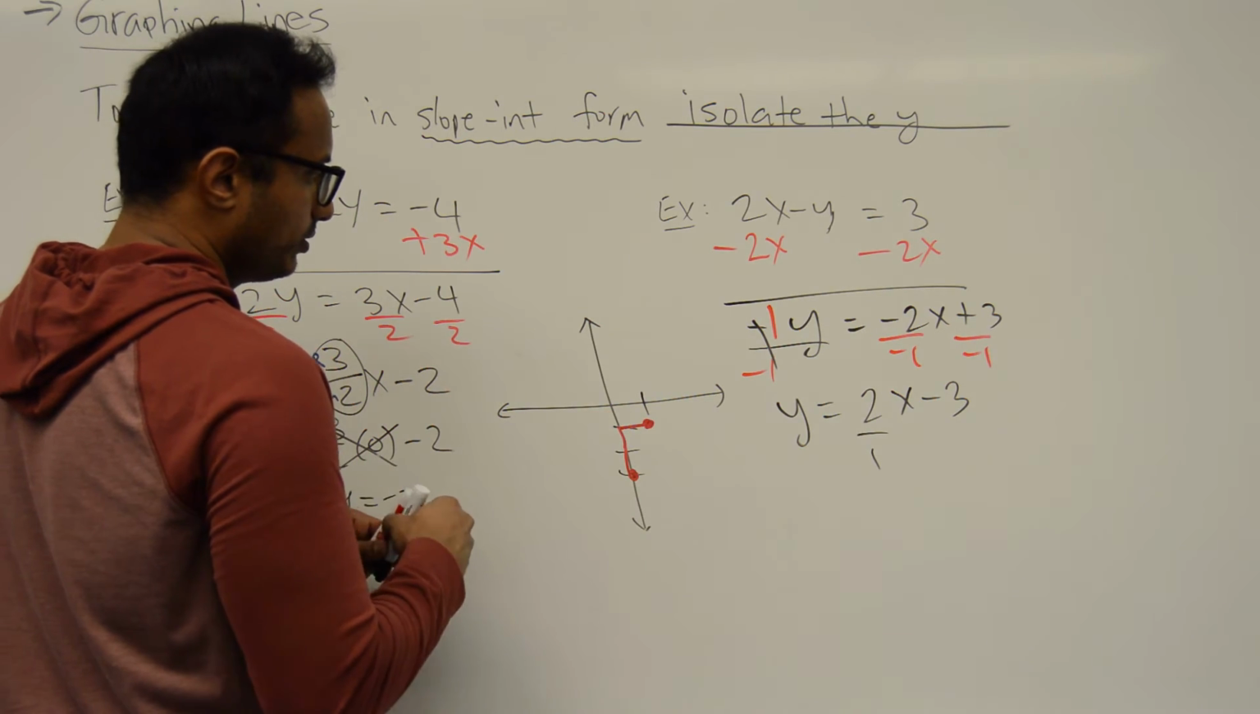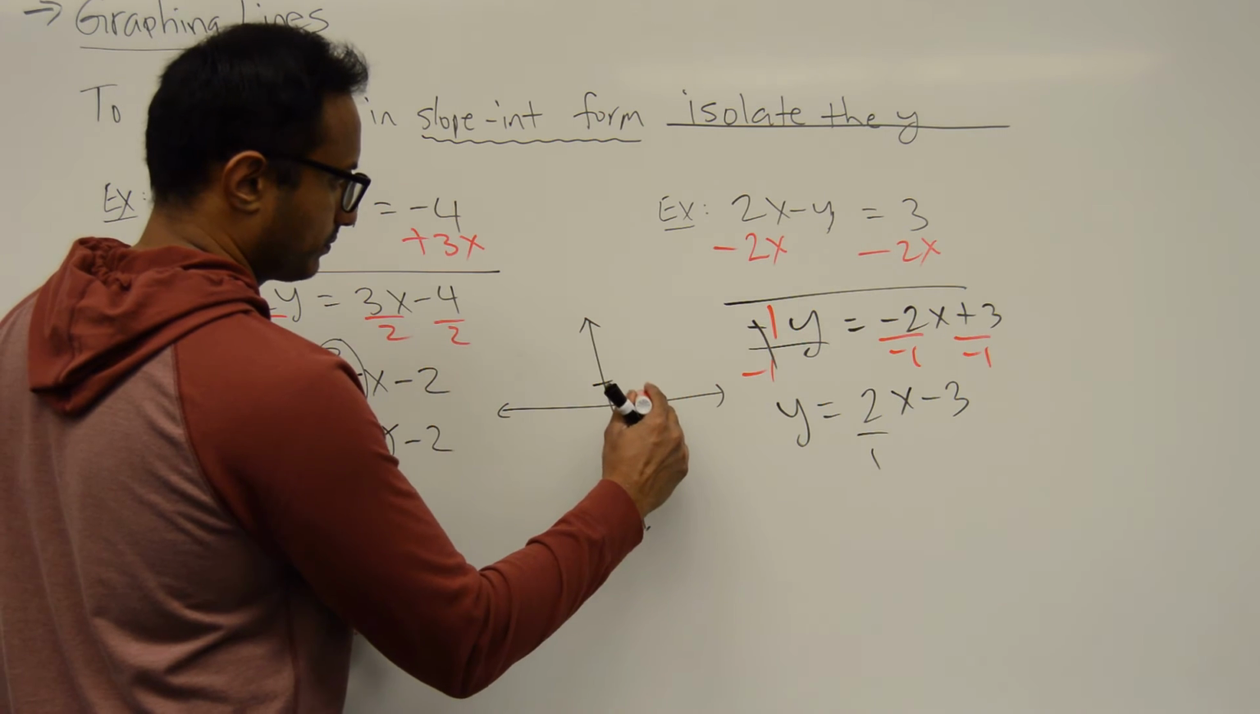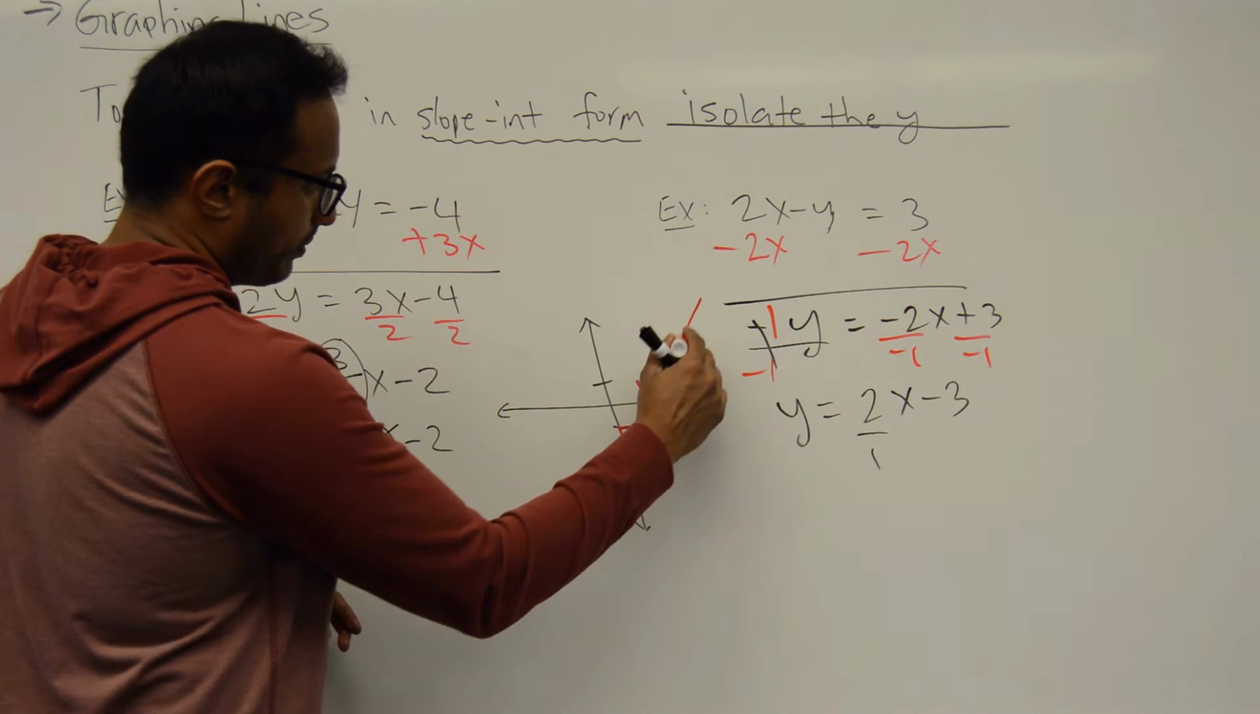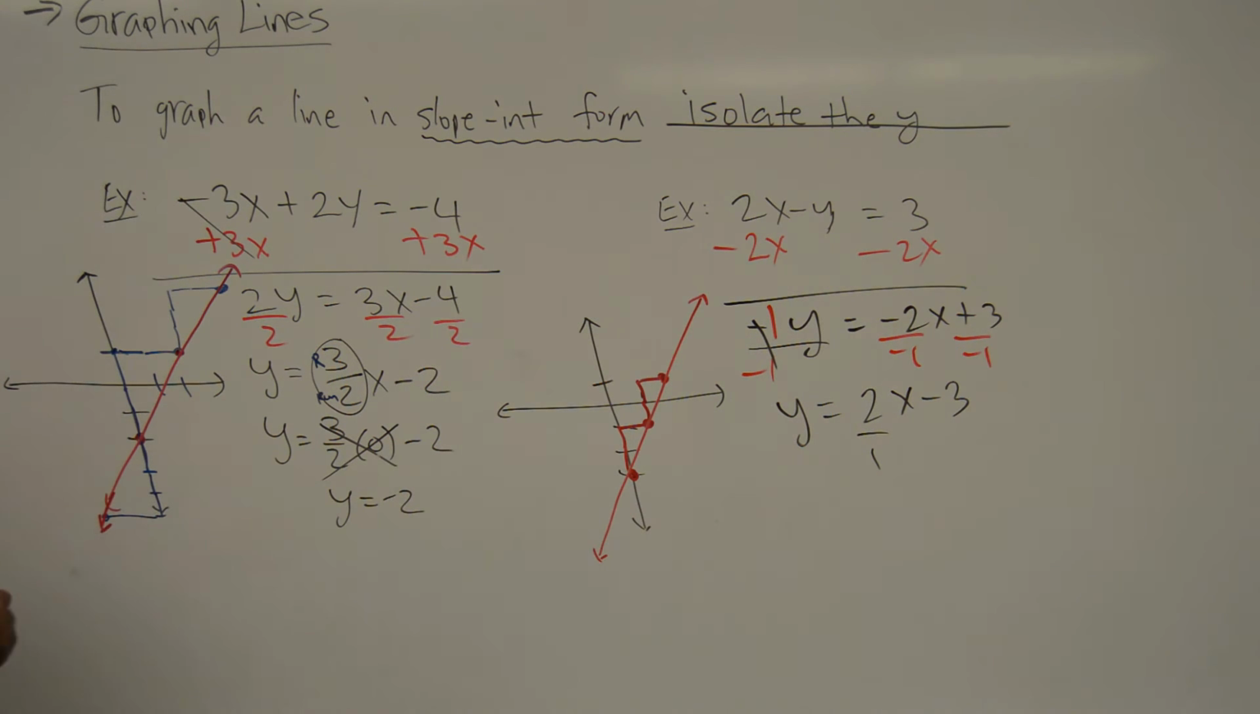Again, I'm going to go up 2 and across 1. And this will be my line. So start at the y-intercept and then use the point.